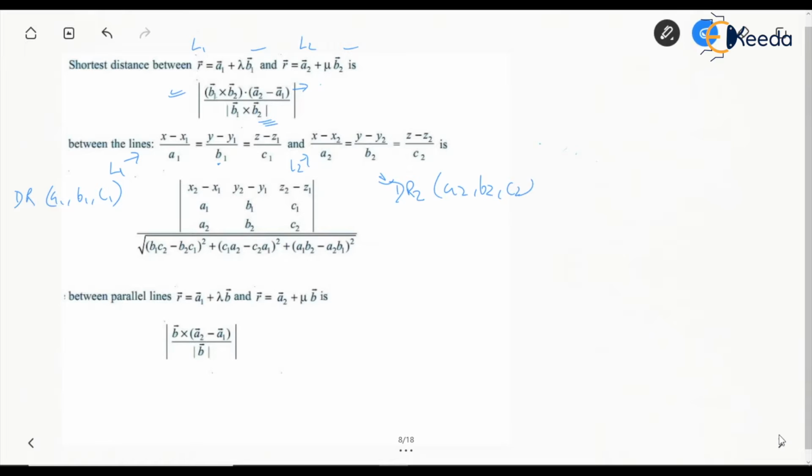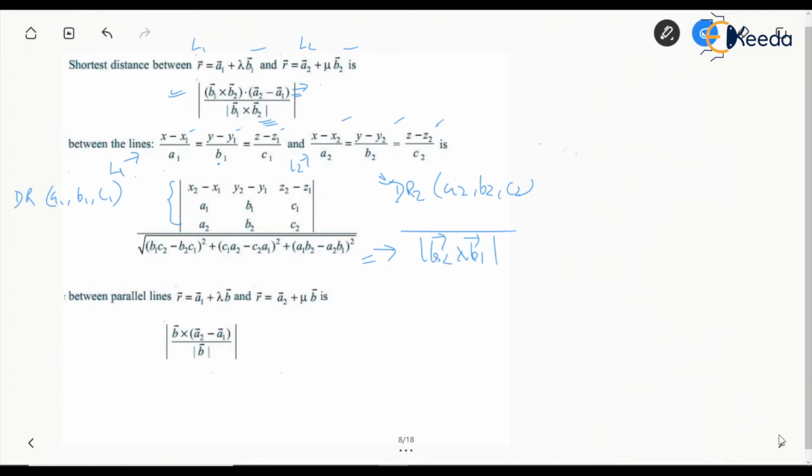What are these components x2, y2 and z2? These are the components of the vector through which the line is passing. Similarly, x1, y1 and z1, we have just seen these lines, right? So in that case, we will do the scalar triple product of a2 minus a1, and b1 and b2. So this is the scalar triple product. We have to divide this by the magnitude of b2 cross b1.